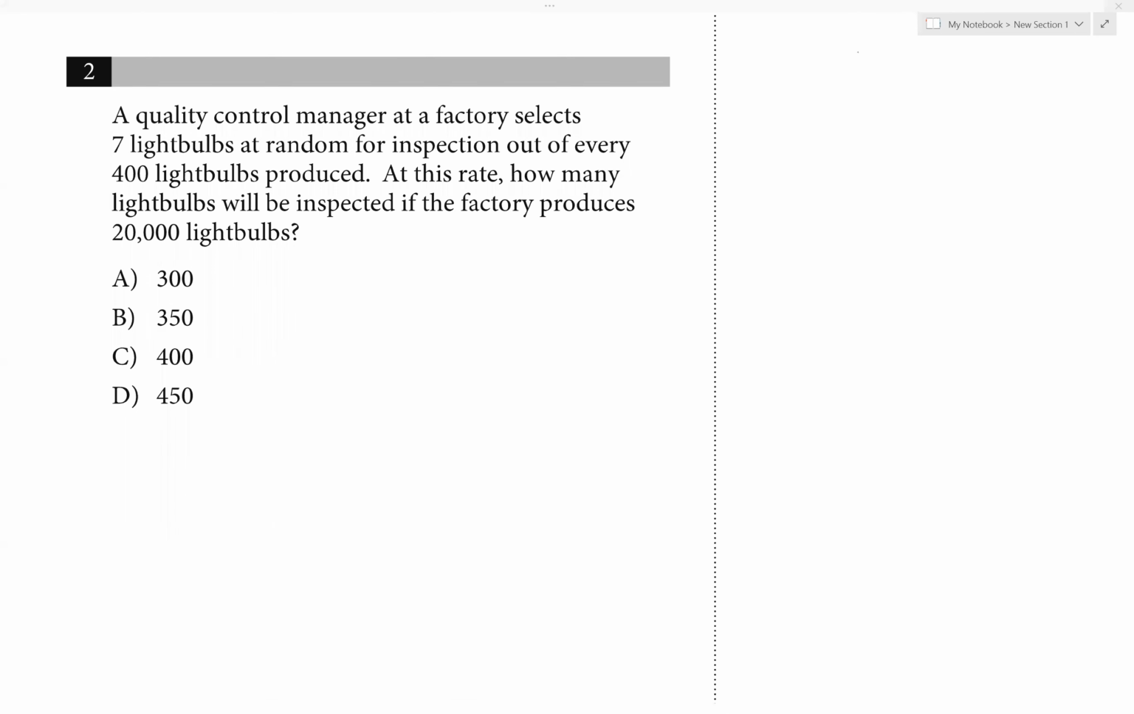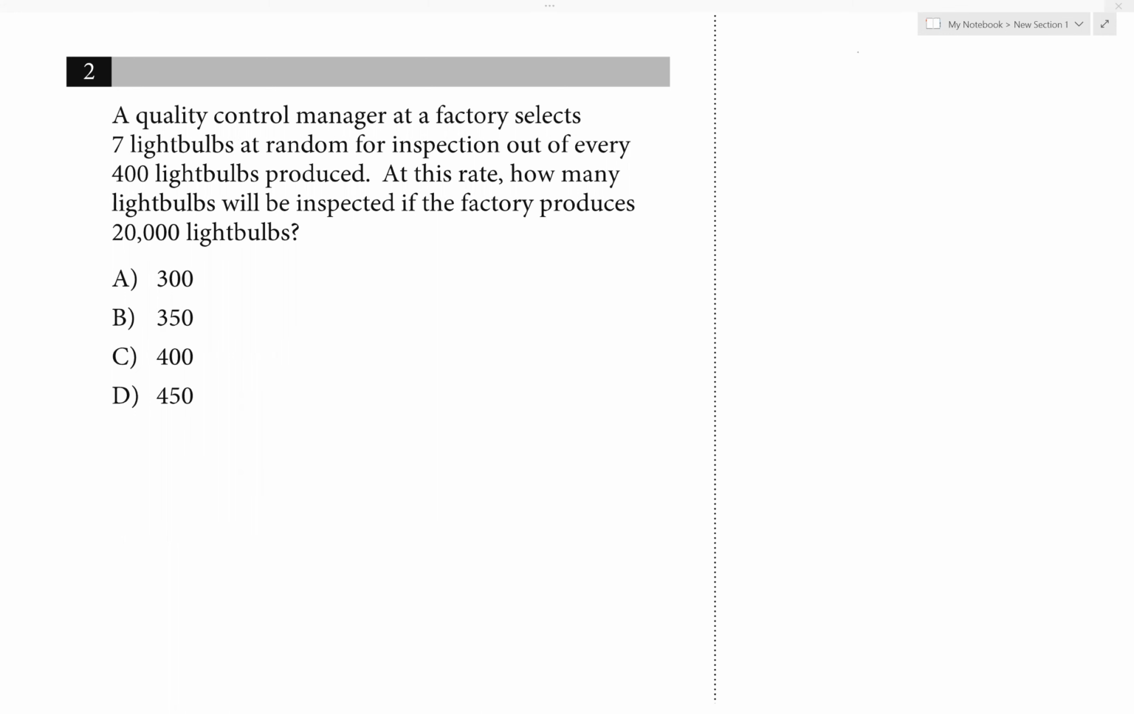Right, number two. A quality control manager at a factory selects 7 light bulbs at random for inspection out of every 400 light bulbs produced. At this rate, how many light bulbs will be inspected if the factory produces 20,000 light bulbs? All right, so we know the ratio here is 7 out of every 400 will be inspected.